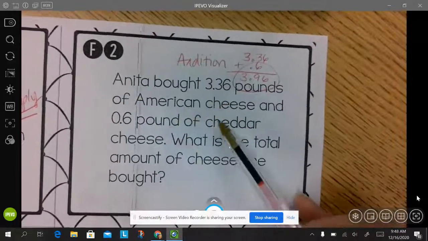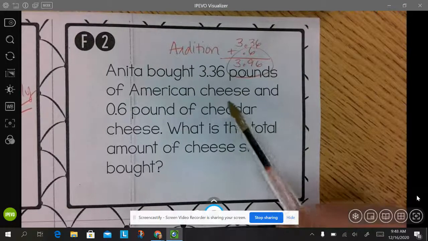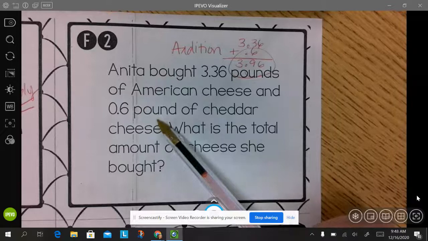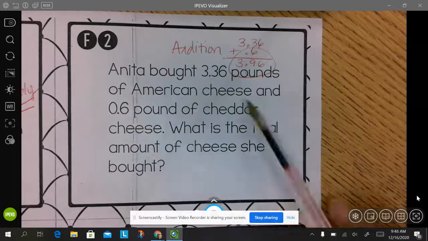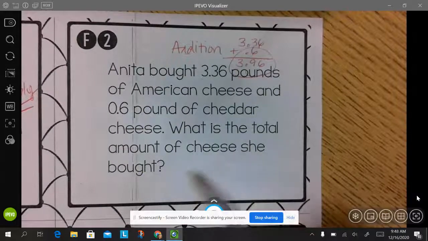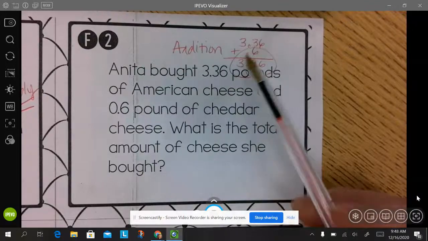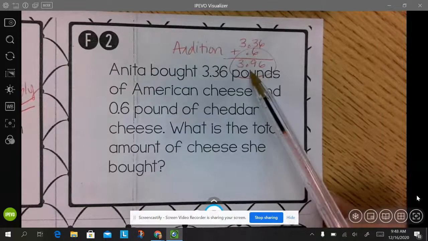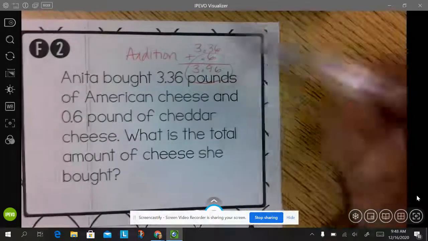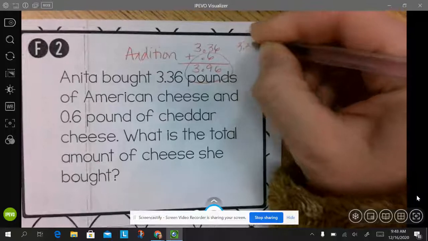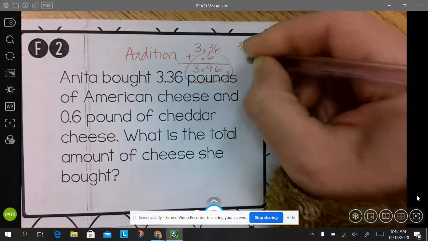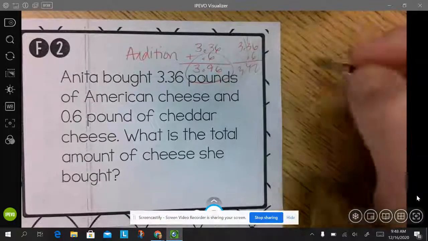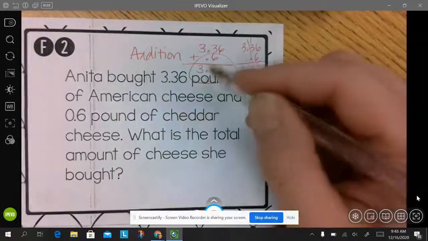Here's F2. Anita bought 3.36 pounds of American cheese and 0.6 pounds of cheddar cheese. What is the total amount of cheese she bought? You're just looking at addition here. It's 3.36 plus 0.6. Just add it up. Line up your decimals. And here's a good example. If you did 3.36 and somebody wanted to add 0.6, and they did it misaligned, you're going to end up with a totally different number. Make sure you line up your decimals. 3.96.